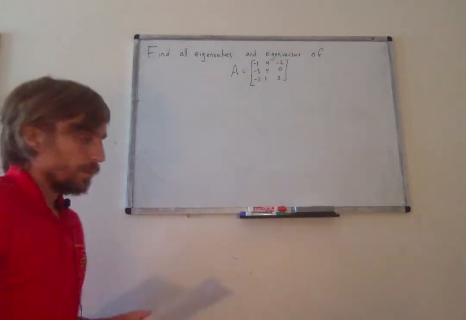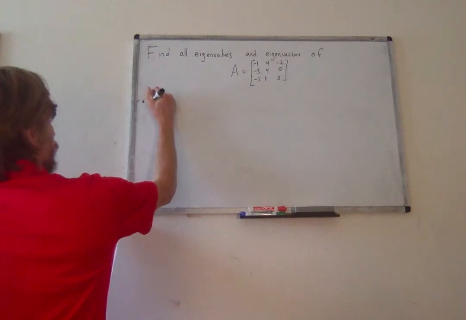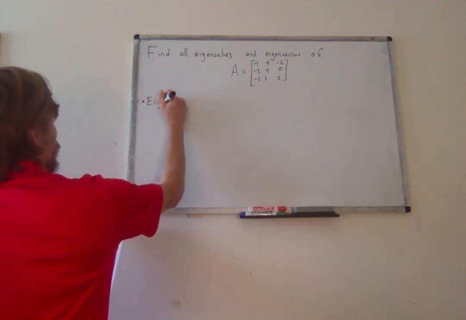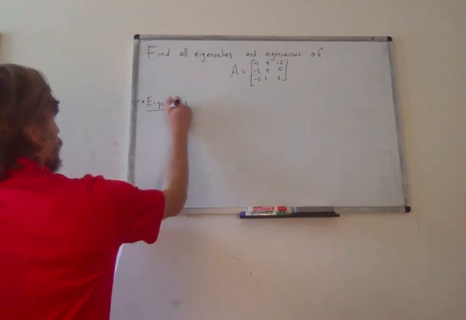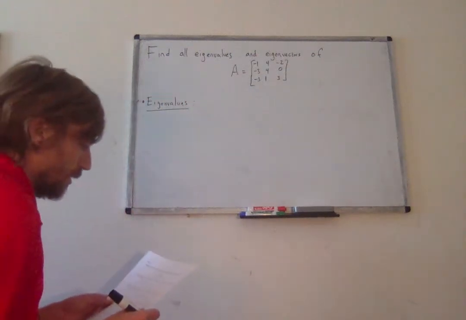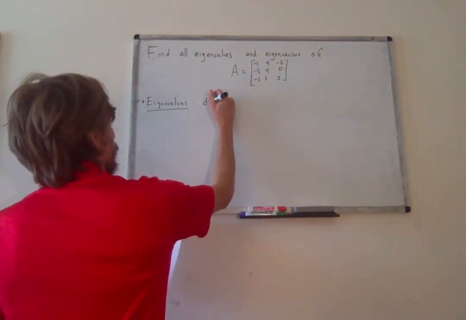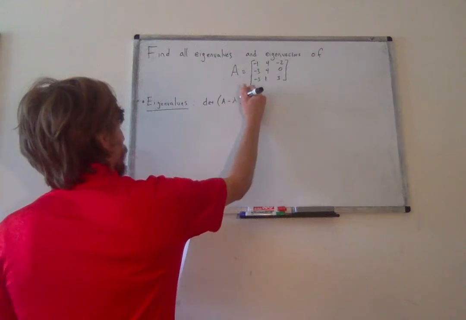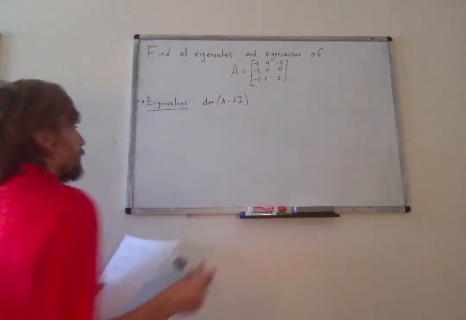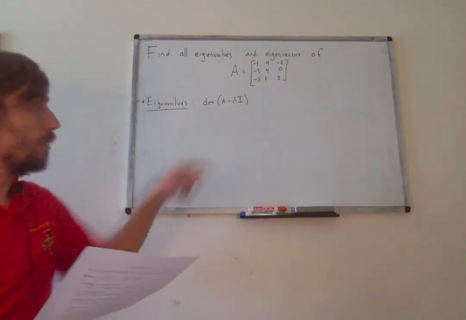So first thing, before we can find the eigenvectors, we need the eigenvalues. If we don't know the eigenvalues, this is always our first step. So remember, we want all roots of the equation determinant of A minus lambda I. Here, this is a polynomial in terms of lambda, which is a variable.